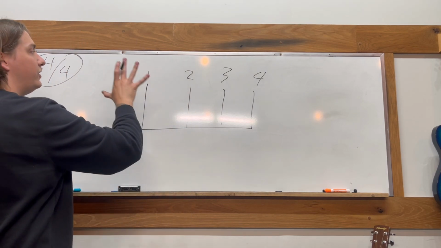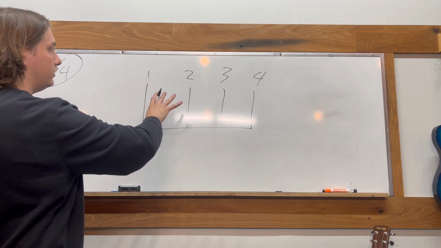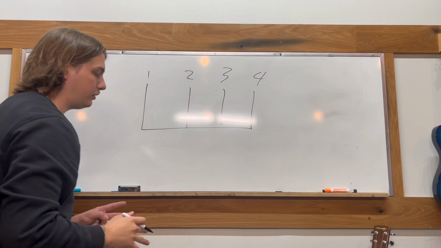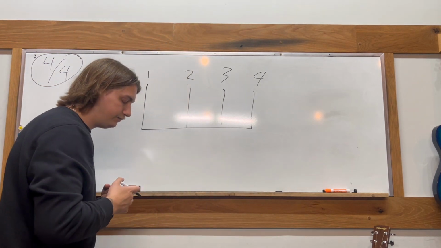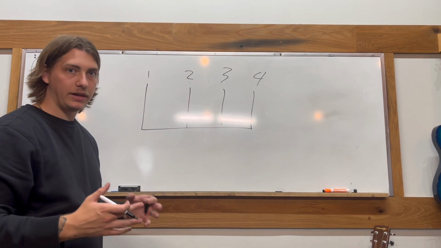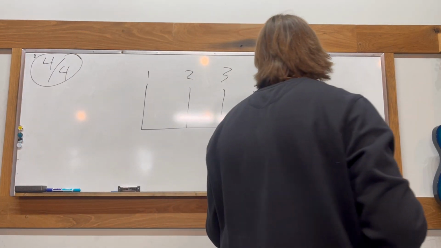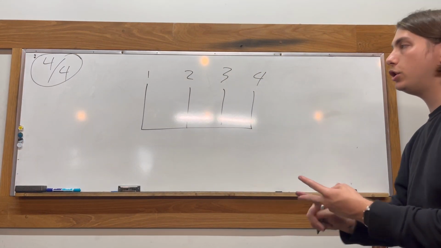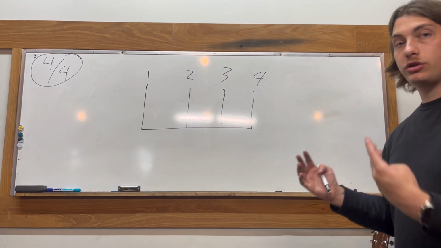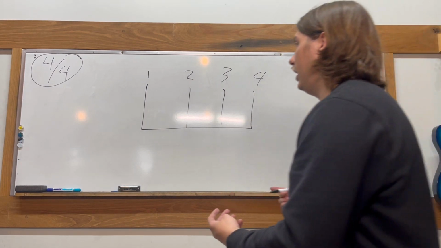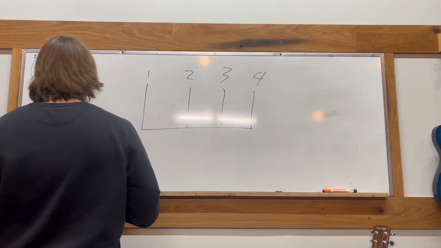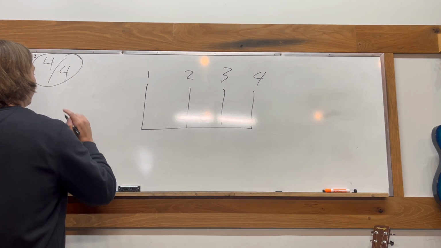Now we have these four notes right here. These four beats that we're counting. When we're counting in rhythm, these things are called beats. So we go 1, 2, 3, 4. Those are beats, right? So we've learned that before. But we're going to learn some other words.